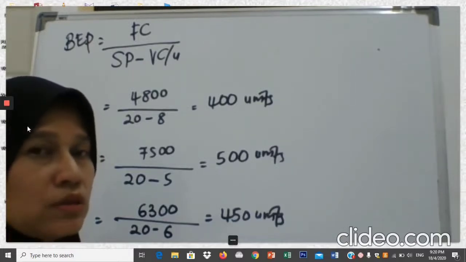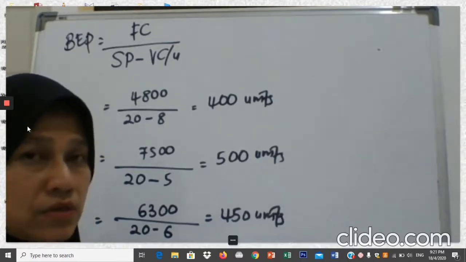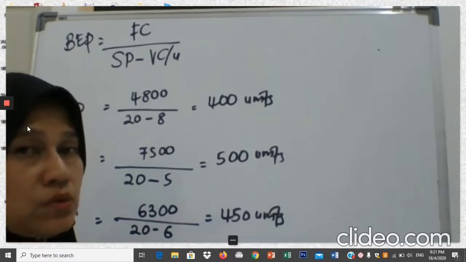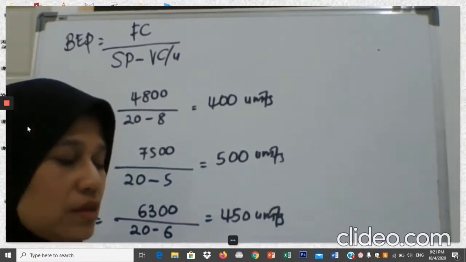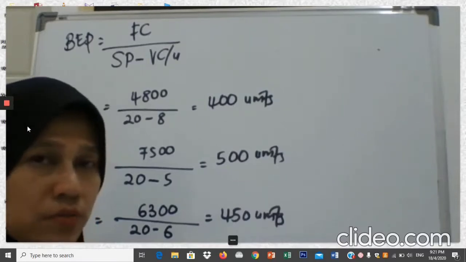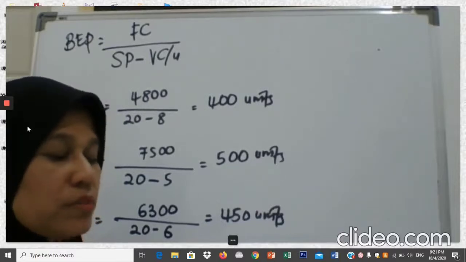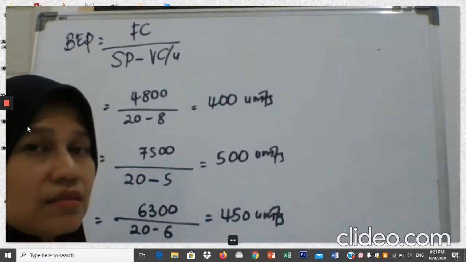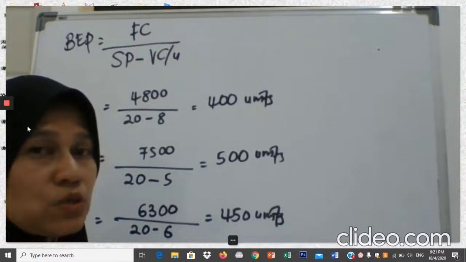The cost details for these 3 locations are given in the table. The cost details are the fixed cost and also the variable cost per unit. You can see clearly Sungai Petani, Guilin and Alor have their own fixed cost and variable cost per unit. Then the next sentence says, if the company plans to sell its product for 20 ringgit per unit, which location is the best to be selected based on the break-even point analysis? The question clearly states that you have to apply break-even point analysis in determining the best location.